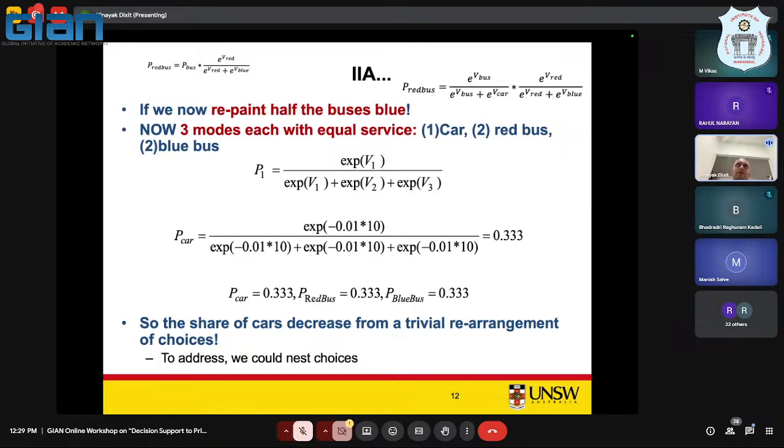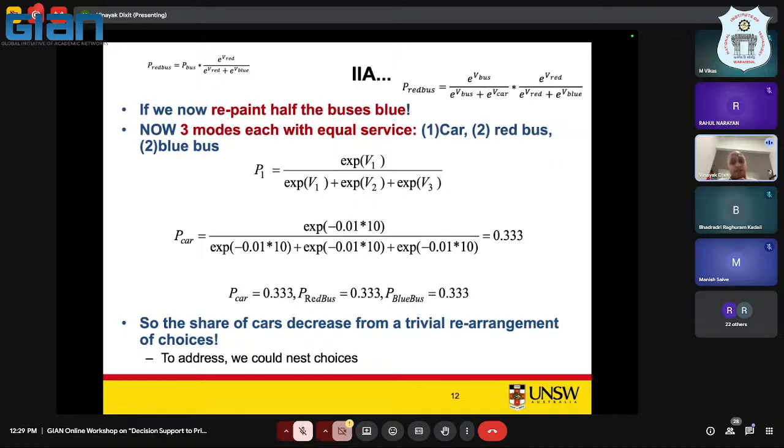So if you look at the capacity part, the first thing is in our assumption, we have not changed anything. We have just taken the same number of buses, and I've taken those buses and painted half of them blue. So I've not made any changes to the capacity or anything like that. Now, in case I have two types of buses within the bus, like let's say one is a luxury bus and the other one is a normal bus.